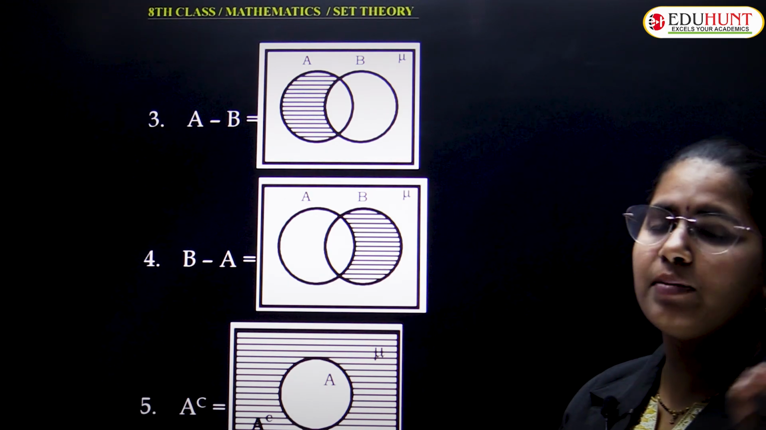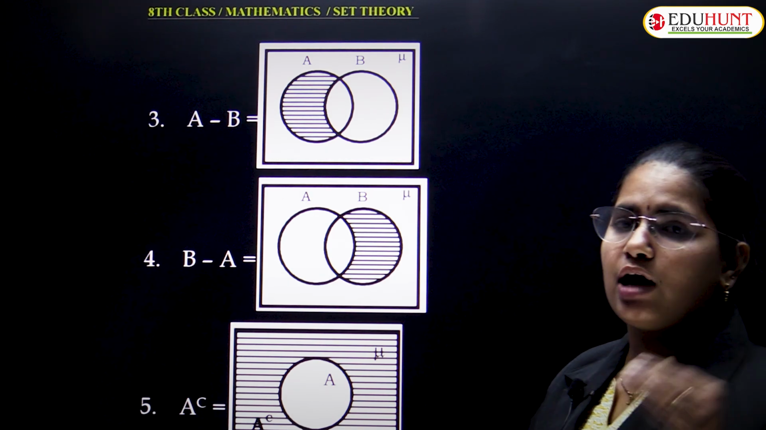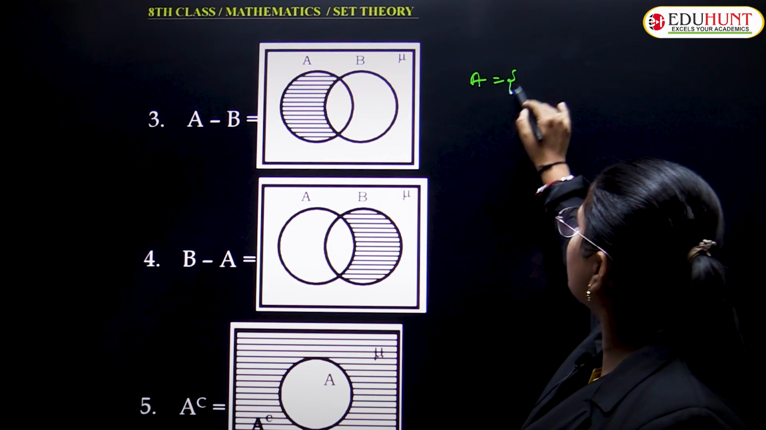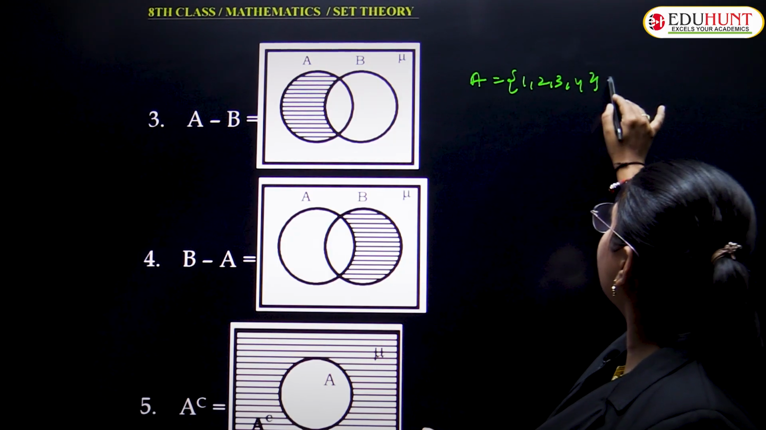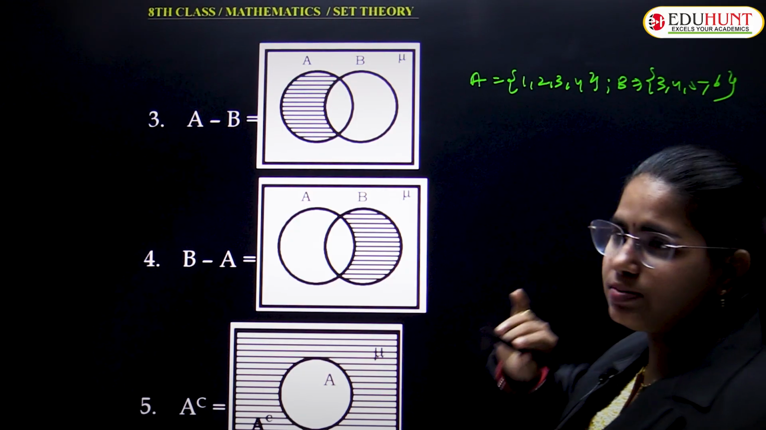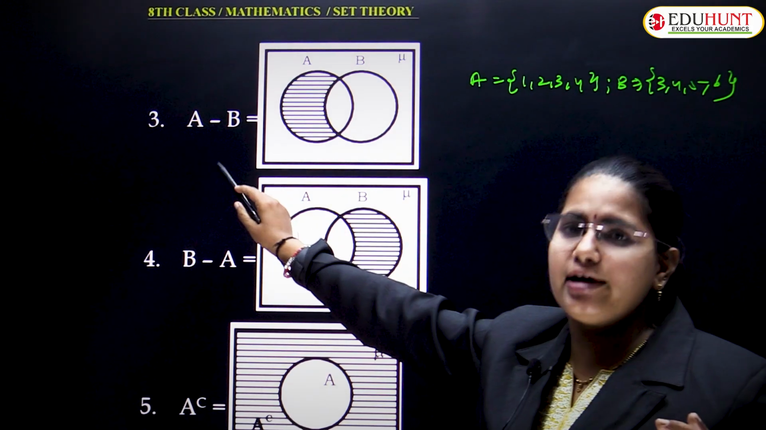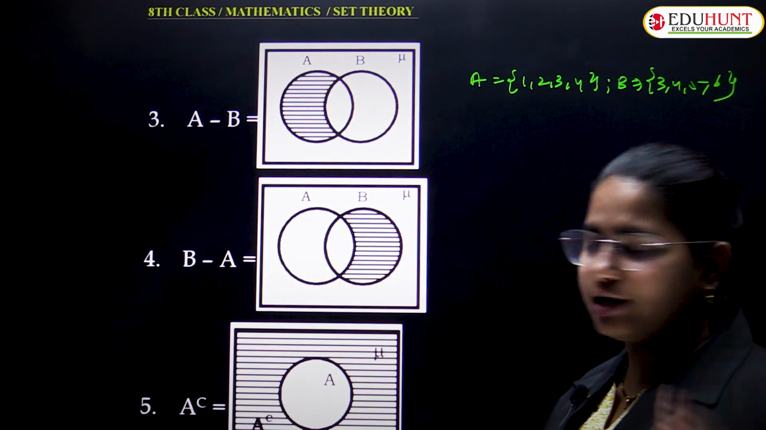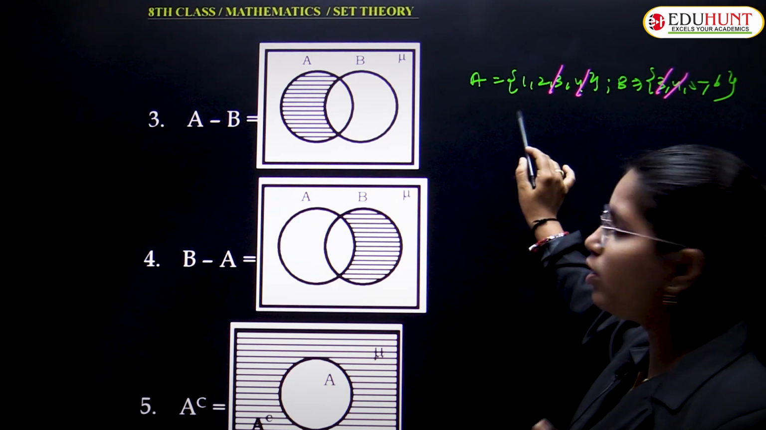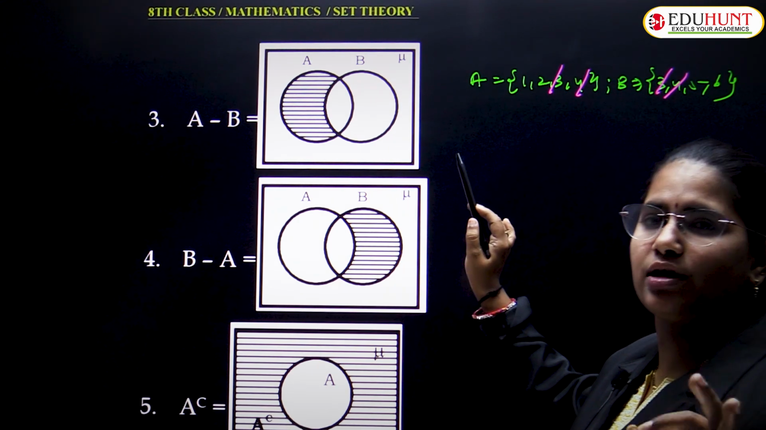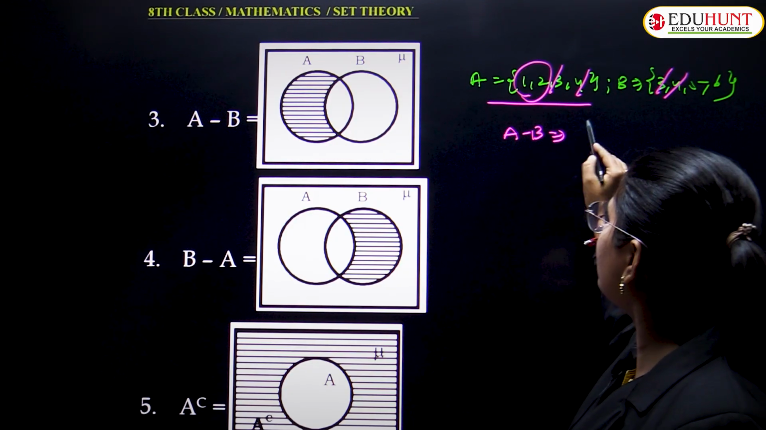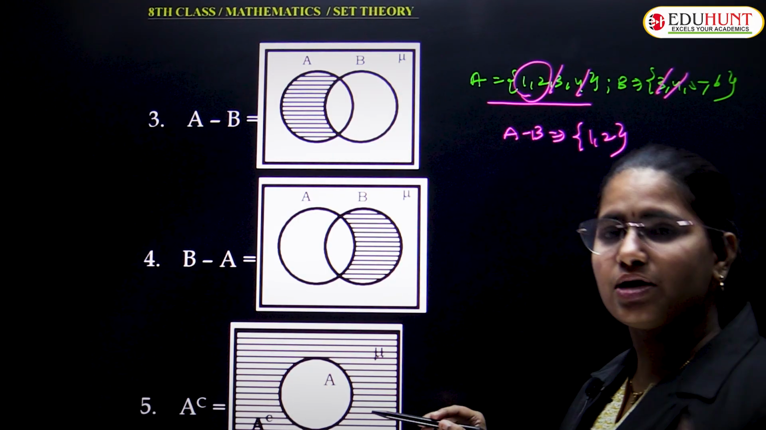Yes. Next is A minus B. Let us take an example. A is equal to 1, 2, 3, 4 and B is equal to 3, 4, 5, 6. Whenever you are doing A minus B, the first set is A. Whatever common elements are there get cancelled off. The common elements are 3 and 4, so 3 and 4 get cancelled off. The remaining elements in the first set express A minus B. The remaining elements here are 1, 2.